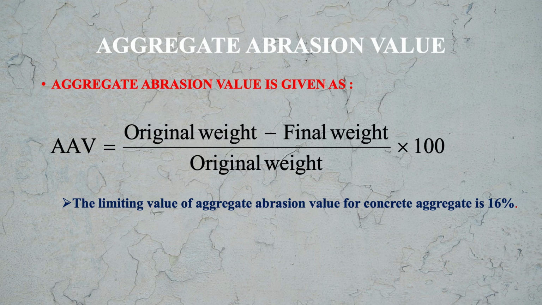The limiting value of abrasion value for concrete aggregate is 16%, as specified in the code, that it should not be more than 16%. Now let us move to the next test, which is aggregate impact value.